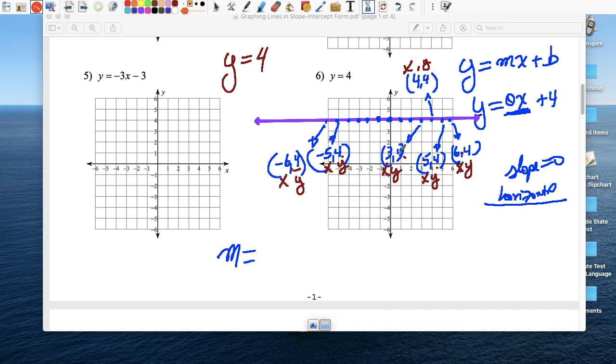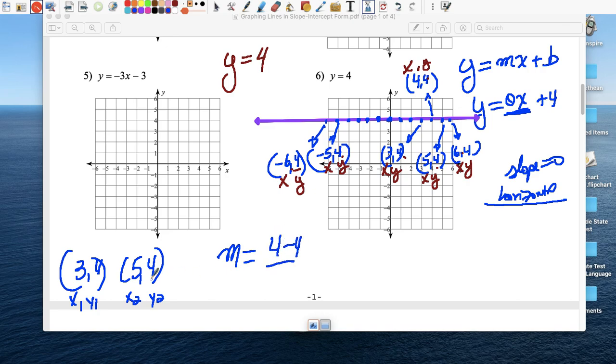Well, let me do the slope. Let's pick two values here. Let's pick this guy, 3 and 4. Let's pick the next one, 5 and 4. And then let's try to find the slope. Well, x1, y1, x2, y2. So it's y2 minus y1, which is 4 minus 4, over x2, which is 5, minus 3, which is 2. So I get 0 over 2. What's 0 over 2? The same thing as 0.